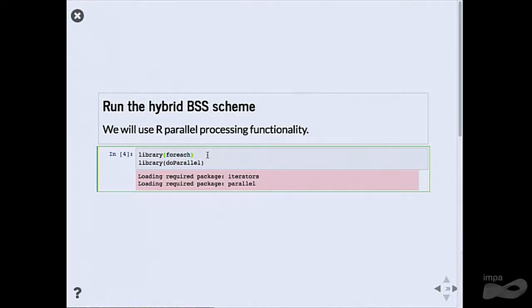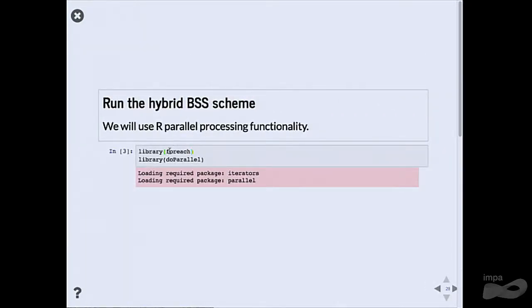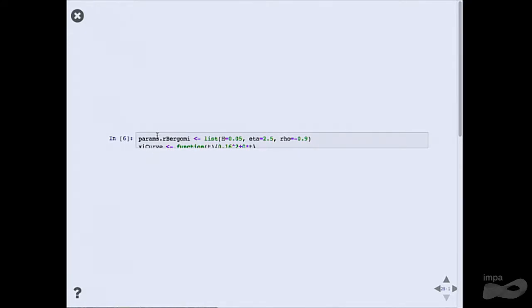Now, moreover, this is important. I need this. We are going to be very ambitious. We're going to use parallel processing, which R has. R has libraries for everything. My laptop has 8 CPUs. And so basically, these libraries will allow me to run code in parallel. And here we go. I'm going to run with 10,000 paths and 200 steps. Here are my parameters. So let's read them off.